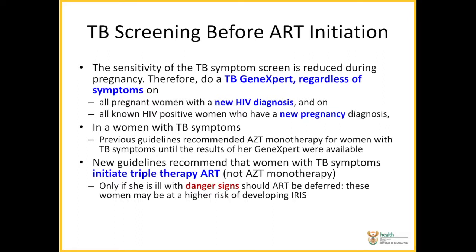And then just moving on to TB, this is also something new in the guidelines, is that every HIV positive pregnant woman needs a gene expert to screen for TB. Because? The sensitivity of the screening question is not good with pregnant women. Because? The pregnancy tends to reduce the symptomatology of the symptoms of TB.